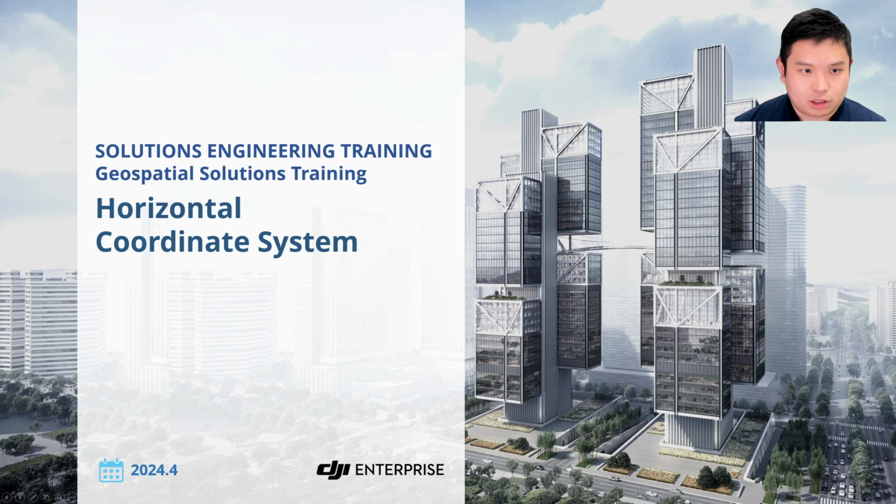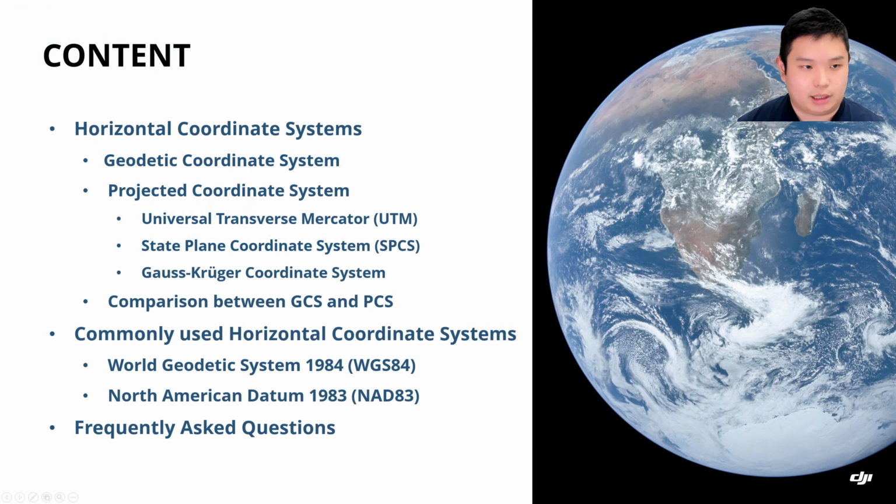Okay, let's have a look at what we're planning to cover in this episode. We would first talk about horizontal coordinate systems and the two different types of horizontal coordinate systems, and they are GCS and PCS. And then we're going to compare the two horizontal coordinate systems and which one you should consider using. Then I'm going to cover some commonly used practical horizontal coordinate systems you often see. And I would also cover some frequently asked questions about horizontal coordinate systems.